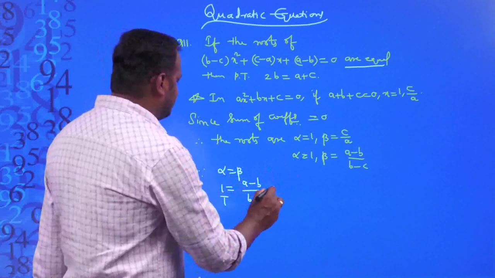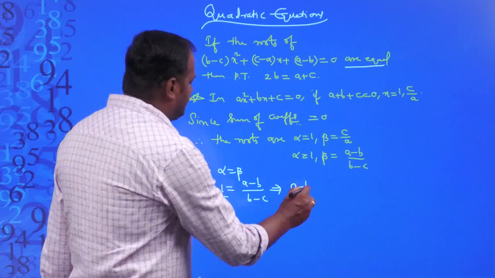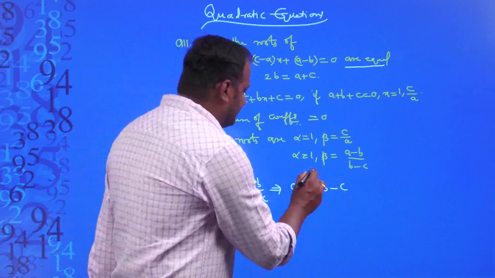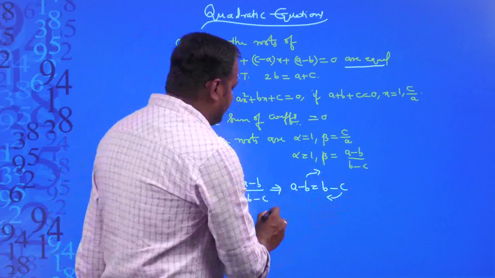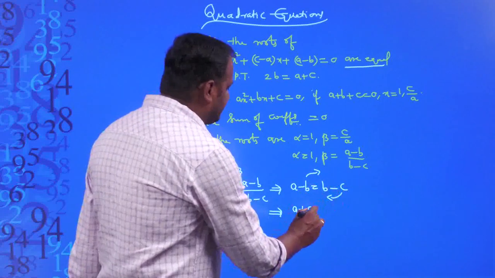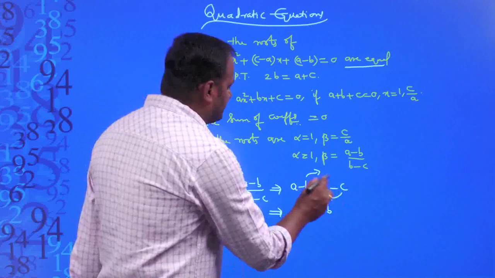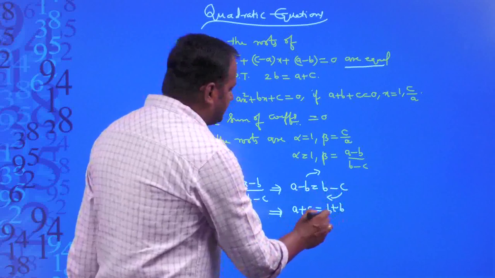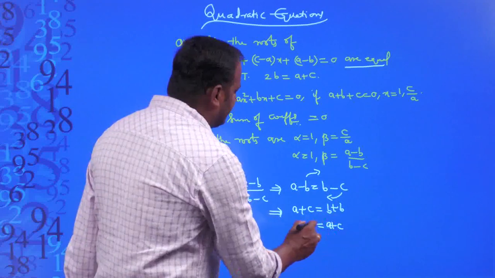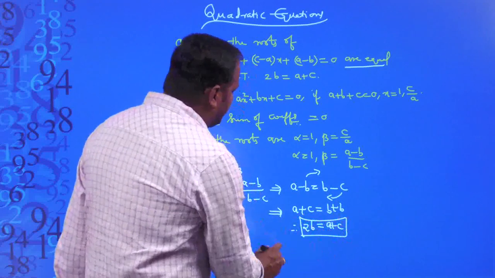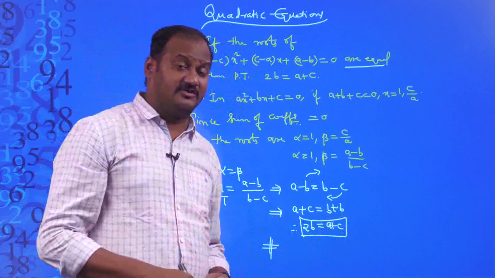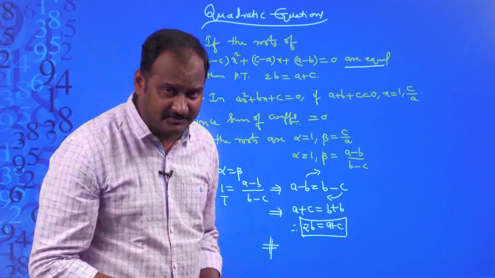By cross multiplication, you can say that a minus b is equal to b minus c, right? Transpose minus b that side and minus c this side, then you have a here and transposing minus c would be plus c. Already you have b and transposing minus b would be plus b. b plus b is equal to 2b is equal to a plus c. Therefore, 2b is equal to a plus c. This way we can easily answer this problem without using b square minus 4ac is equal to 0.